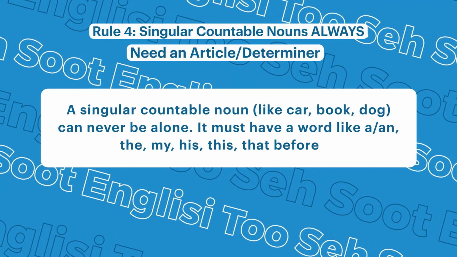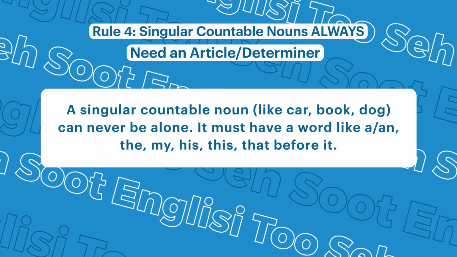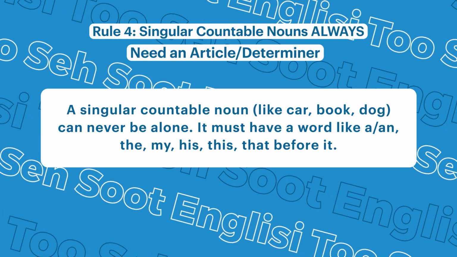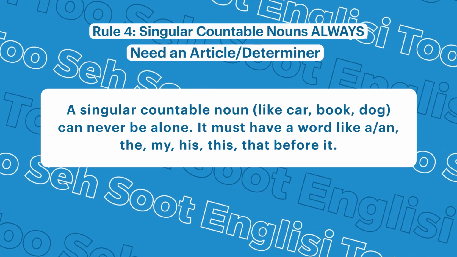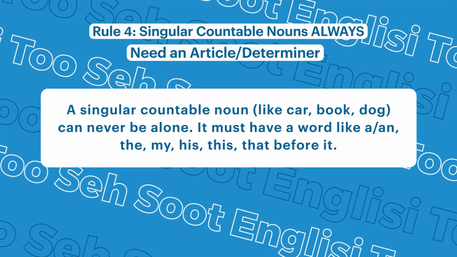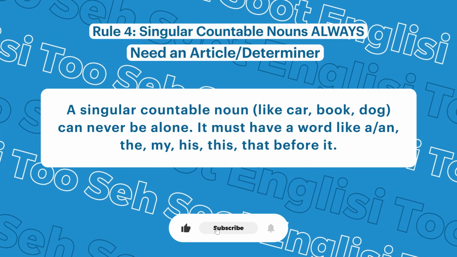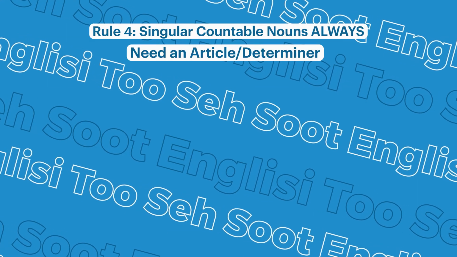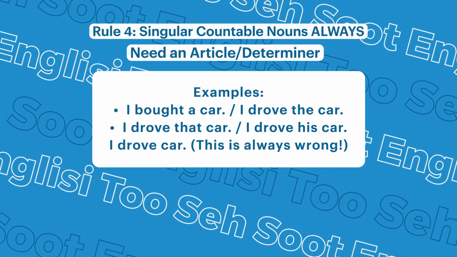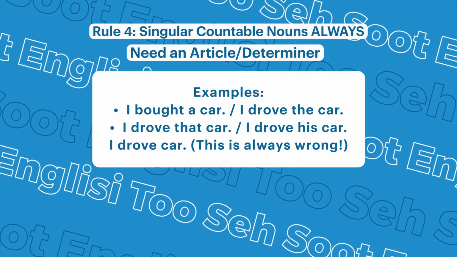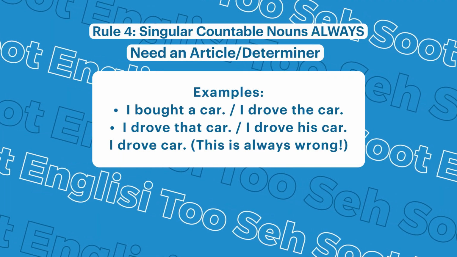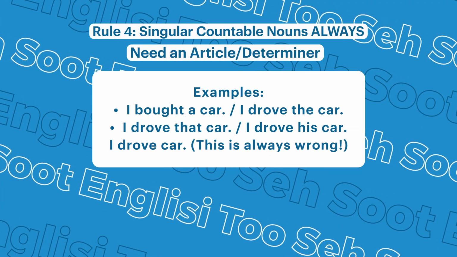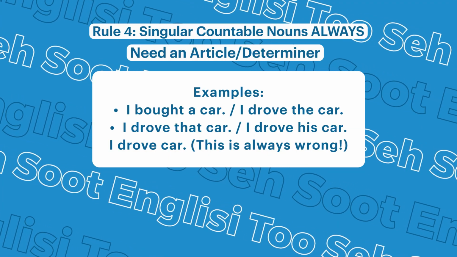Rule number 4. Singular countable nouns always need an article or determiner. So a singular countable noun like car, book, dog can never be alone. It must have a word like a, an, the, my, his, this, that before it. So for example, it's right to say I bought a car, I drove the car, I drove that car, I drove his car. What is totally wrong is when I say I drove car.